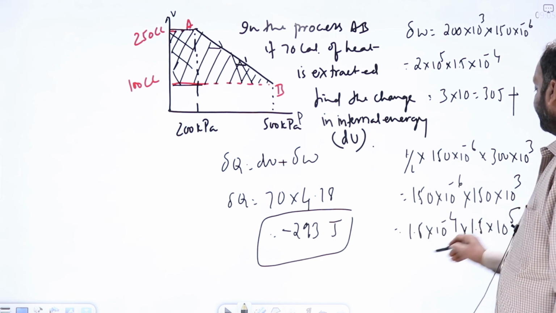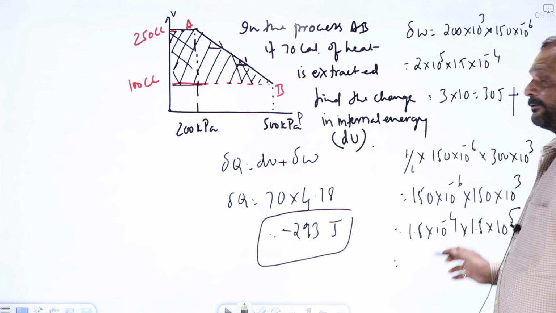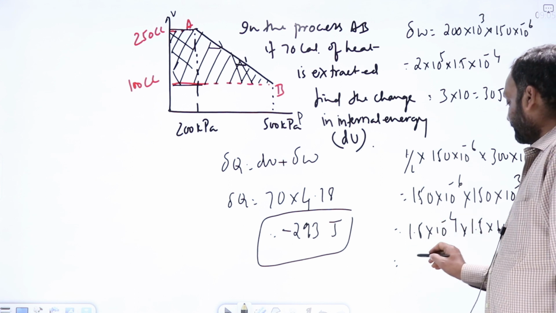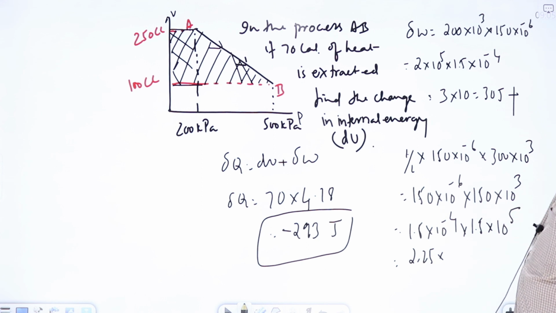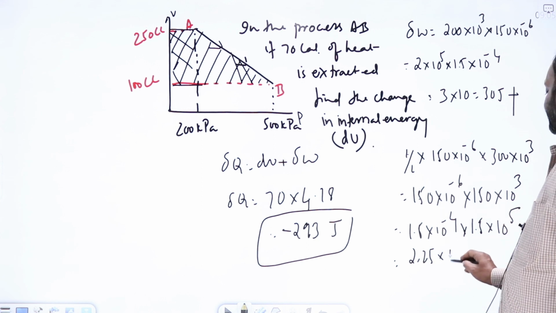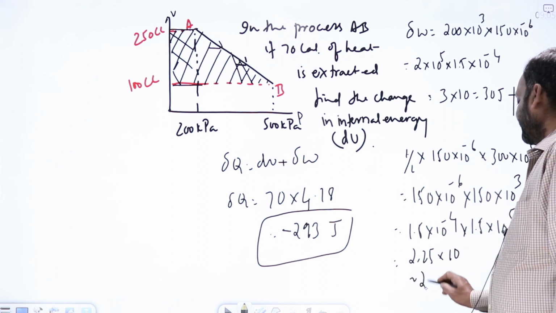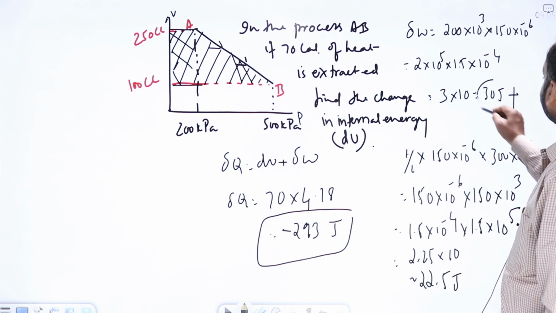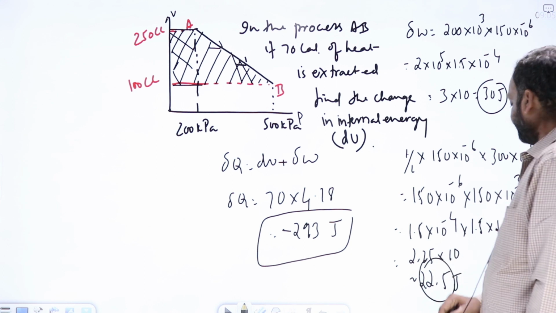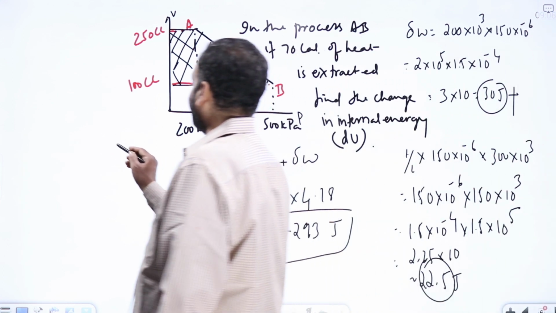Okay, 1.5 into 1.5, 15 into 15, 225, so 1.5 into 1.5 is 2.25 into 10 to the power minus 4, 10 to the power 5, it is nothing but 10. That is 22.5 joules. So the total work done is 30 plus 22.5. Okay, that is nothing but 52.5.